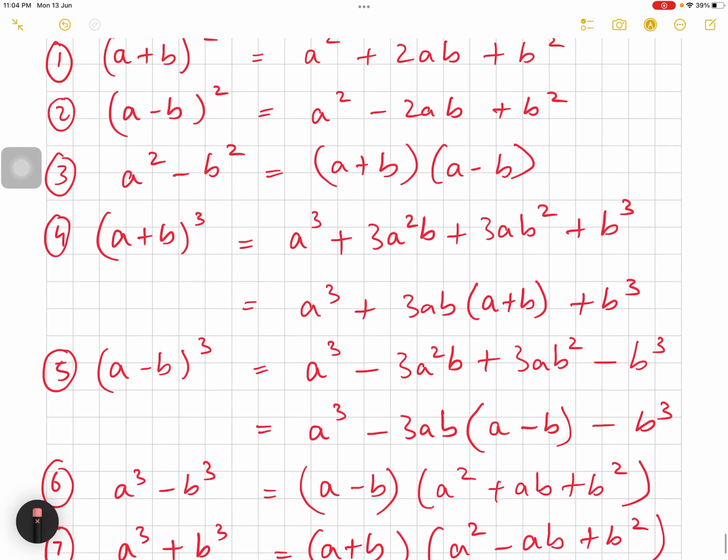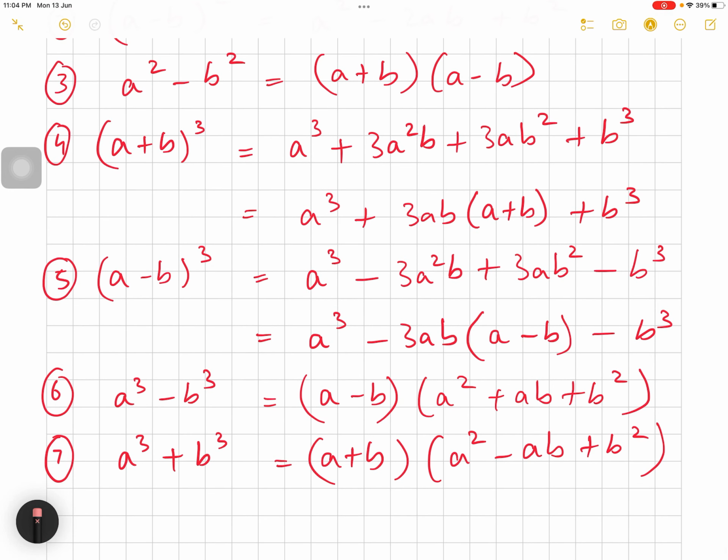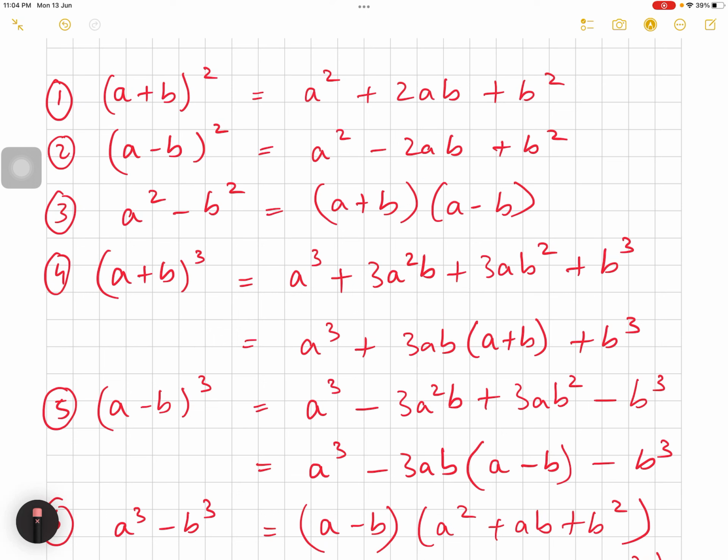So you might need these 7 formulas while solving the problems. Please take down all the 7 formulas in your notebook. It's very important. So today you are supposed to write 7 laws of indices as well as 7 formulas. These formulas, very important. Okay.